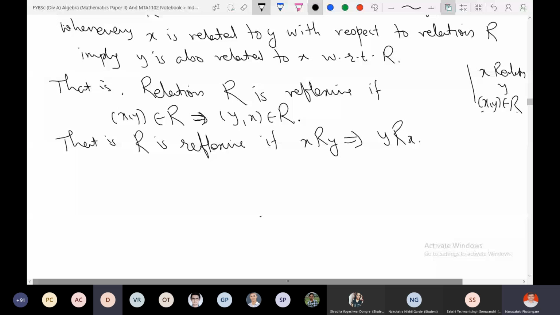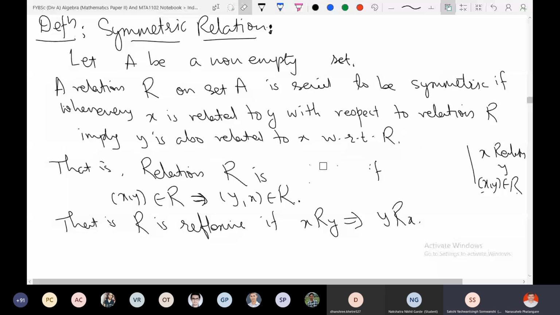So let us see symmetric. No, symmetric, not reflexive. I am talking about symmetric. Sir, you have written reflexive. Oh, so let me correct it. Thank you. So I am talking about symmetric.